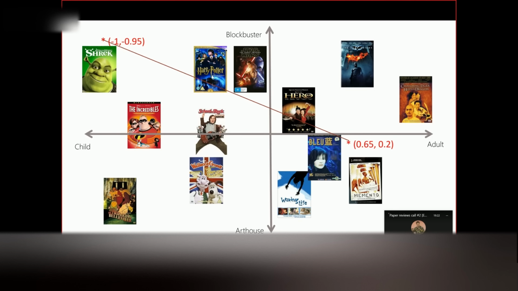So Harry Potter, if someone likes Harry Potter, what other movies would they like? Probably maybe Star Wars, but they might not be so interested in this Waking Life movie. And the more dimensions you give them, the more the clustering makes sense.